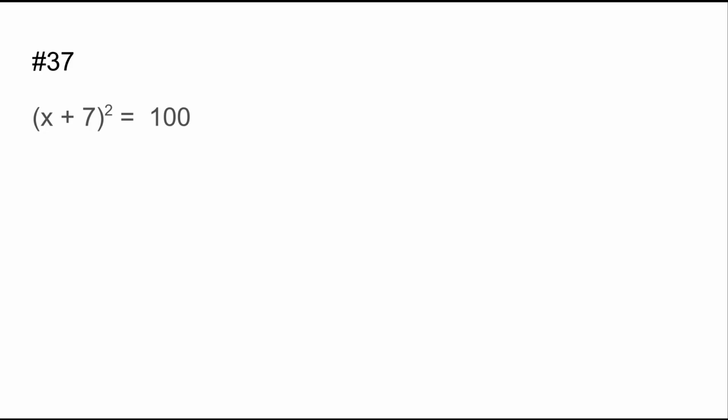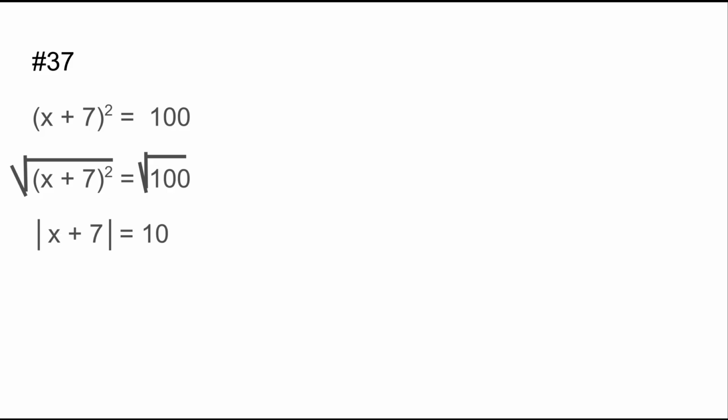37. Let's remember how to do this one. So when we square a number, this could be a positive 6 and it would be 36. This could be a negative 6, and negative 6 times negative 6 would also give us a positive 36. And so therefore, when we take the square root of both sides, we need to turn this into an absolute value. Now 100 is a nice even square, so it turns into a 10.